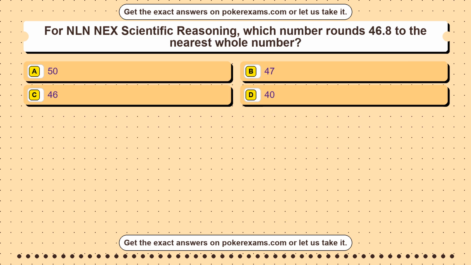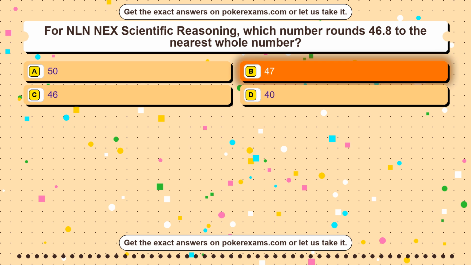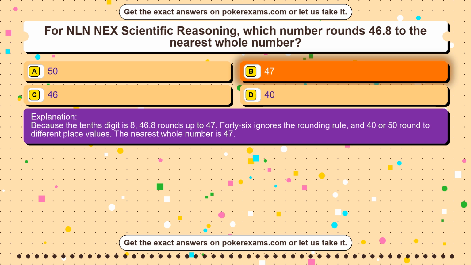Question 12. For the GED Science Practice Test, which earth layer is liquid and surrounds the inner core? Option A, lithosphere. Option B, outer core. Option C, crust. Option D, mantle only. The correct answer is option B. The outer core is liquid and surrounds the solid inner core. The crust is the thin outer layer, the mantle is mostly solid or plastic like rock, and the lithosphere includes crust and upper mantle. The word liquid is the clue.